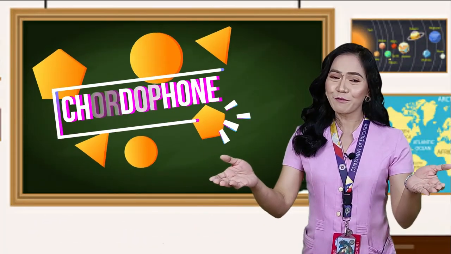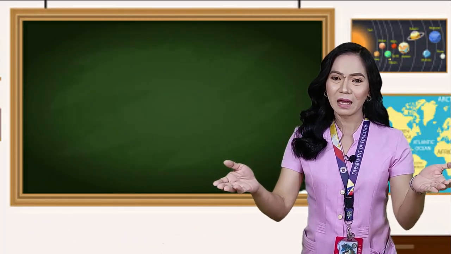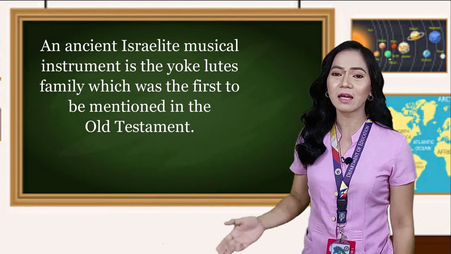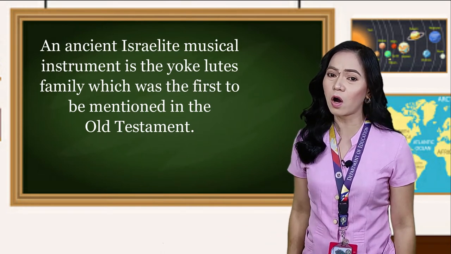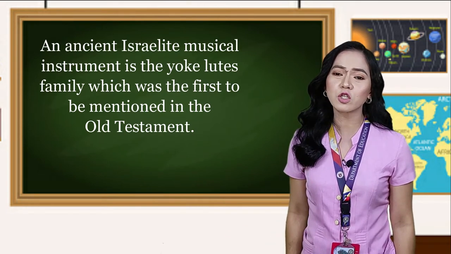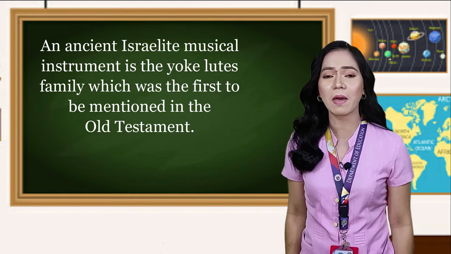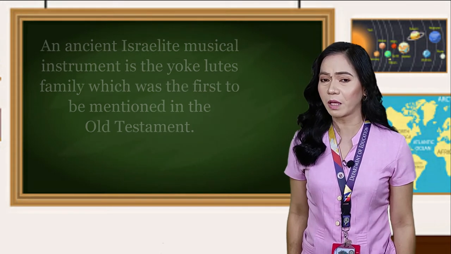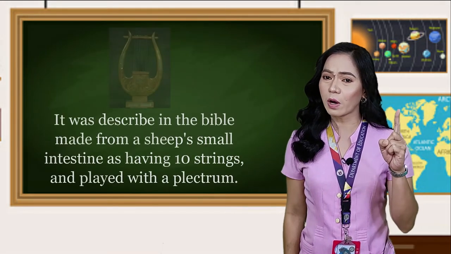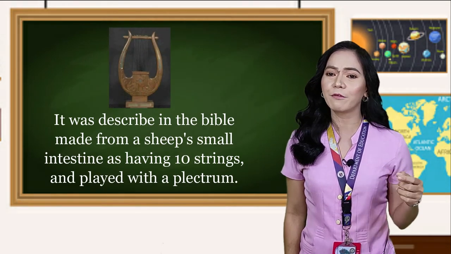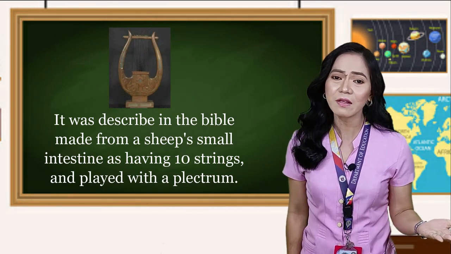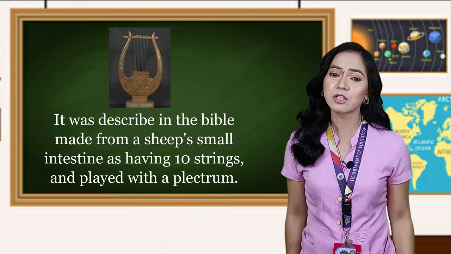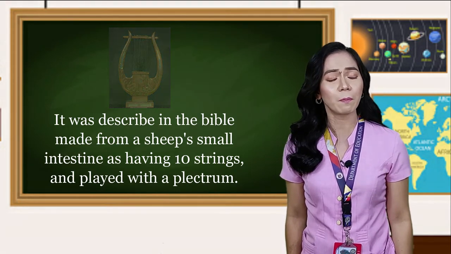As to their chordophone instrument, an ancient Israelite musical instrument is the yoke lutes family, which was the first to be mentioned in the Old Testament. It was described in the Bible as made from a sheep's small intestine, having ten strings and played with a plectrum.